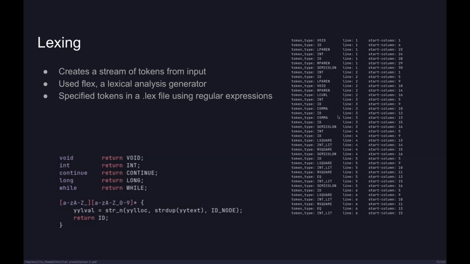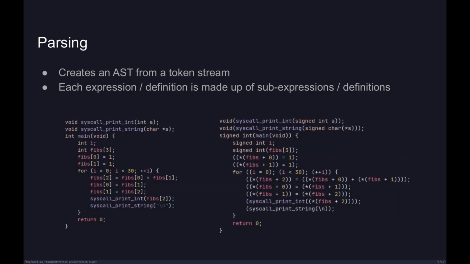So we have the token type, we have lines, we have start and end columns, and we have other information which wouldn't fit on the slide for each token. Okay, second, we have parsing, which creates an AST from a token stream, the output of the last slide.